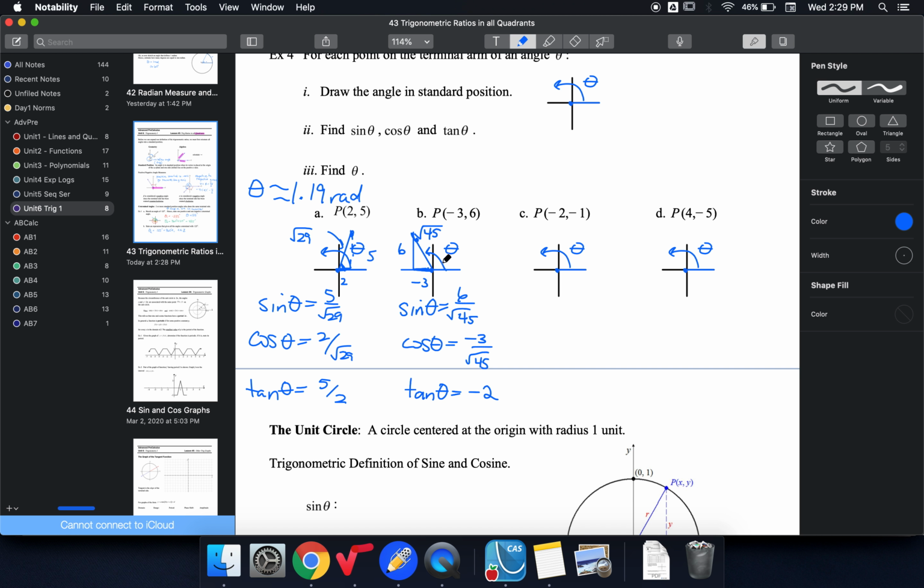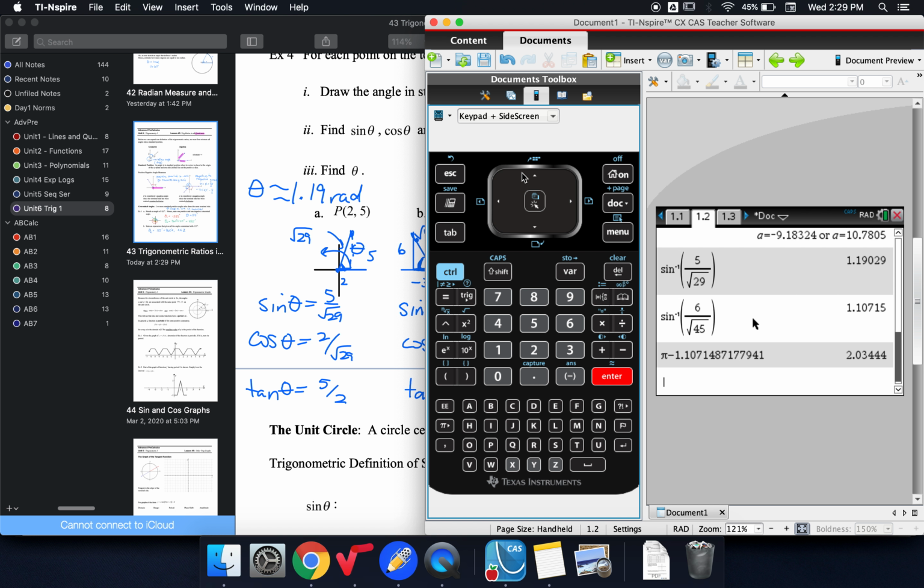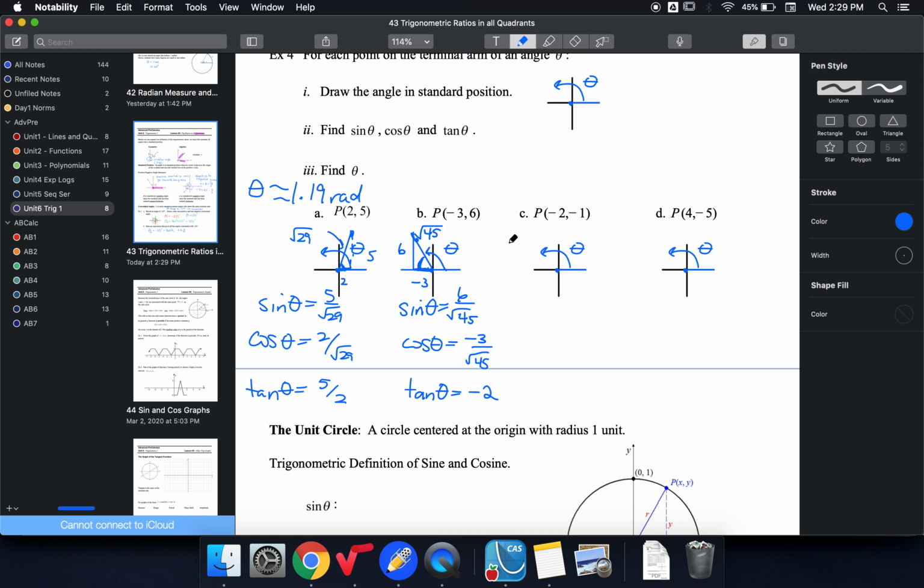But I know I don't want the acute value. I don't want this acute angle over here, which is going to match my reference angle. So that acute angle that it just told me is my match over here. I actually want to have pi minus that reference angle. So I'm going to come back to my calculator, and I'm going to say pi minus that reference angle, which is that value. And so now I get 2.03. So theta, approximately 2.03 rads.